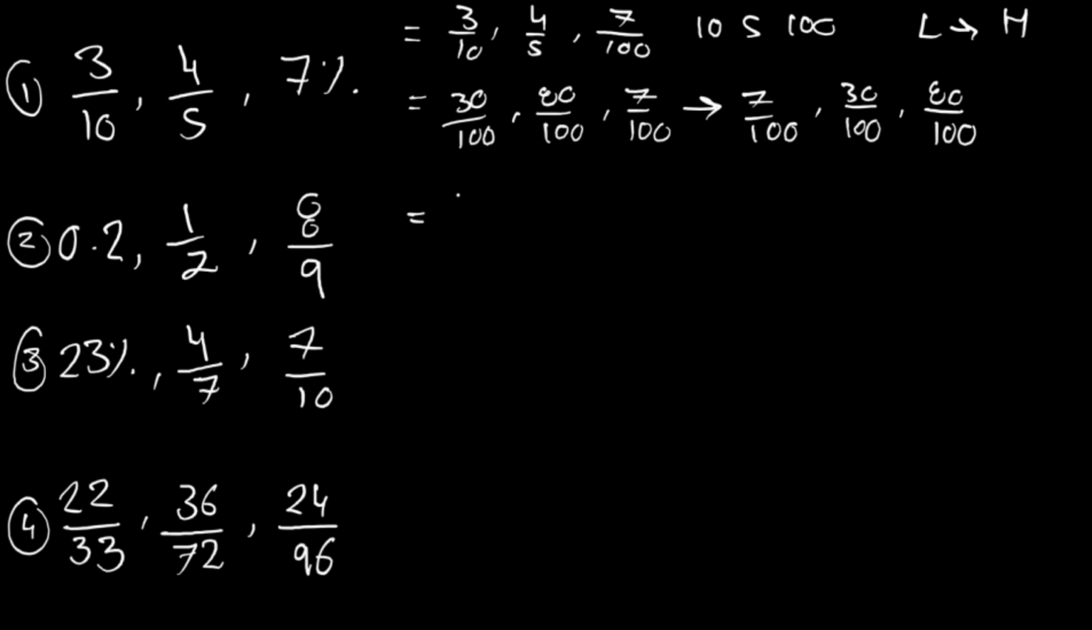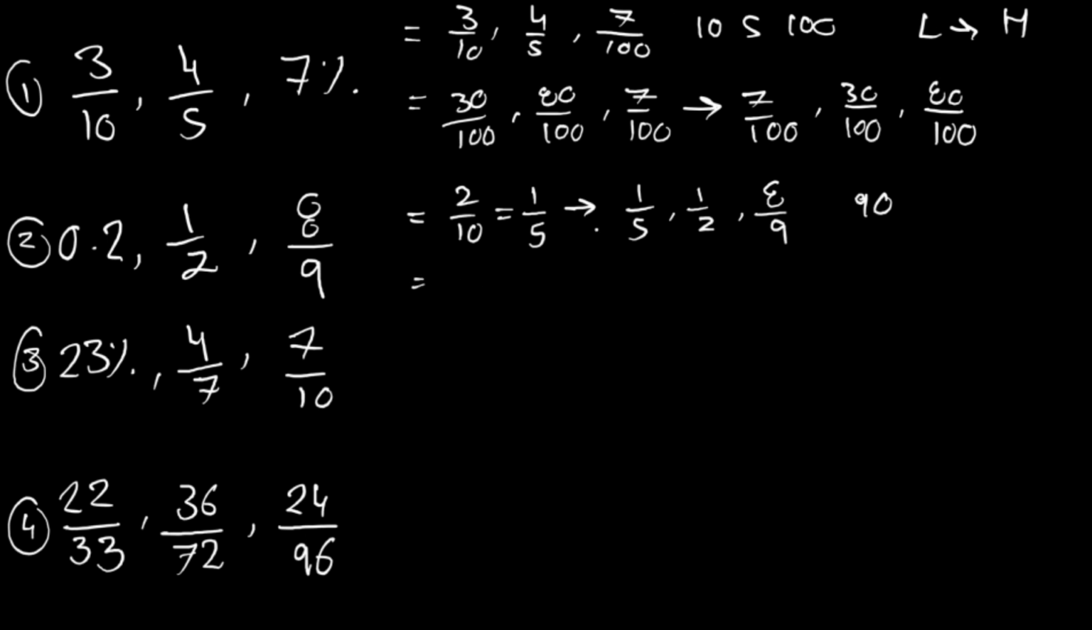So 0.2 is 2 over 10, which is equal to 1 over 10. So 1 over 5, sorry. 1 over 5, half, and 8 over 9. Find the common denominator. Common denominator is 90. So then you convert all of these fractions to a denominator with 90.